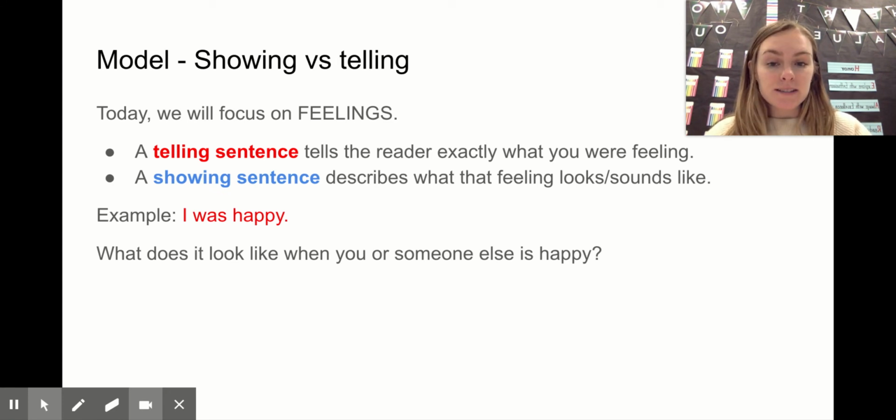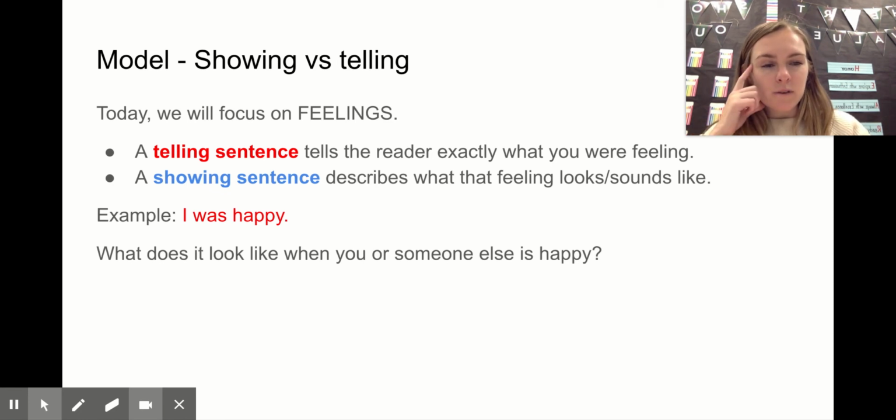A showing sentence describes what that feeling looks and sounds like. So, what does it look like when you're happy? What does it look like when you're sad? What does it look like when you're angry, upset, excited? We have an example here. I was happy. That is a telling sentence. We want to make this sentence into a showing sentence. We want to describe what it looks like and sounds like.